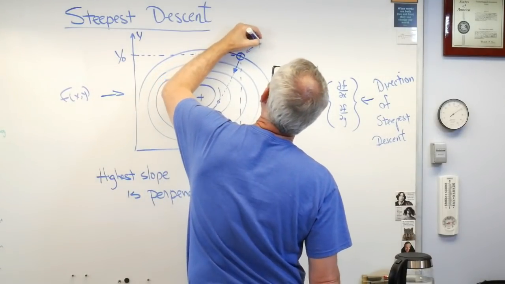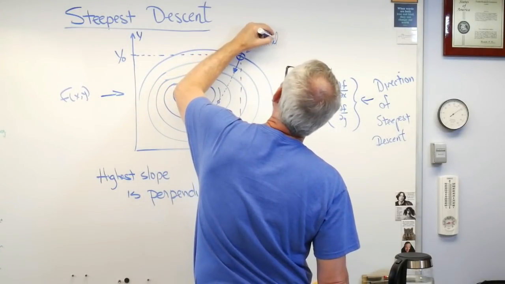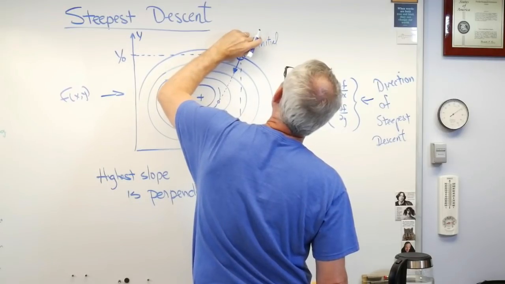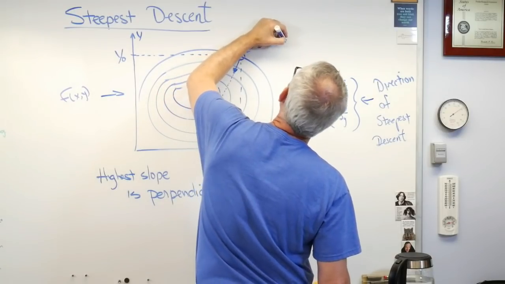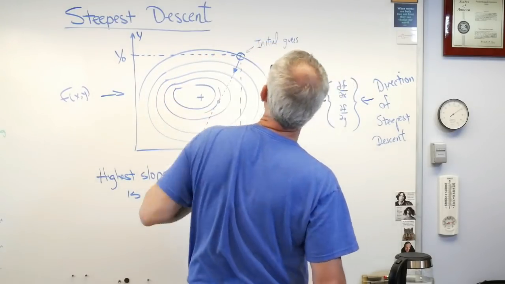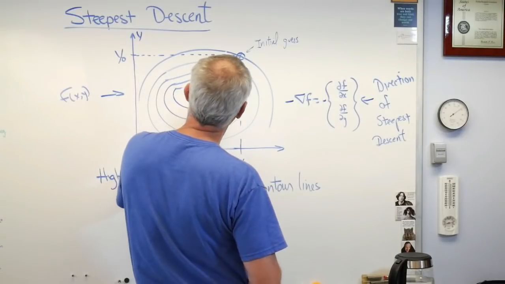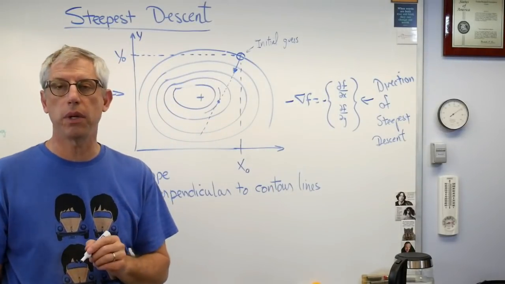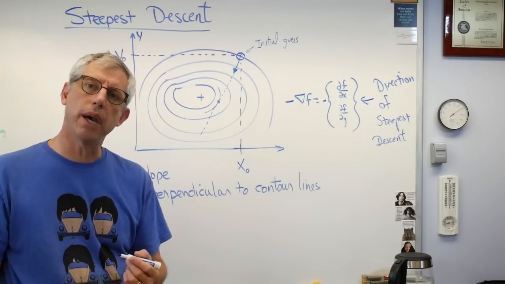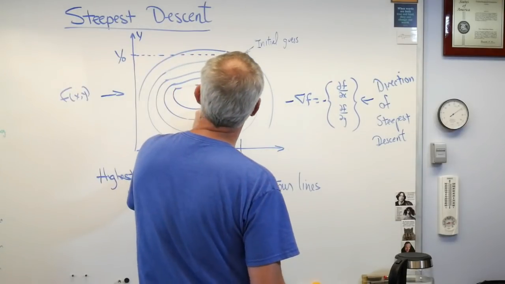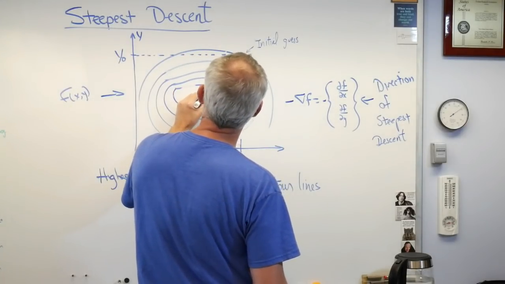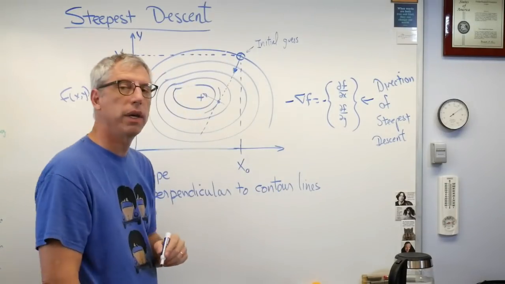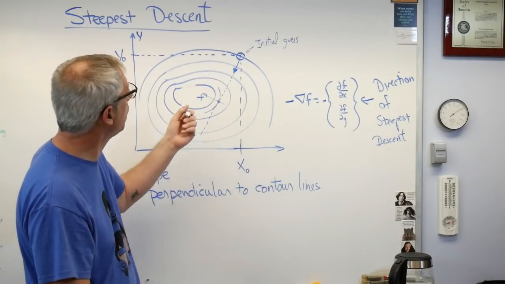So that's your initial guess. Could be terrible. Right there, that one's going to be my first estimate of the minimum. Well, what do I do now? I'm going to go perpendicular to that and keep going downhill. So that arrow there is my next slope, and I'll just keep doing this.